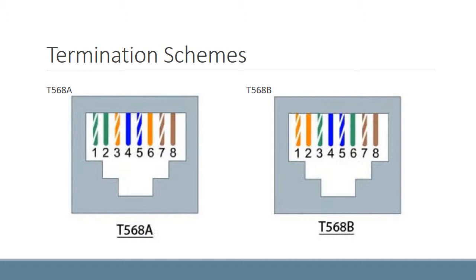There are only two types of termination schemes, T568A and T568B. The numbers in each image represent the position where each conductor must be. For example, for a T568 termination, in position 1, the conductor must be white-green. In position 2, the green conductor must be installed, and so on. The image shows the difference in both termination schemes.